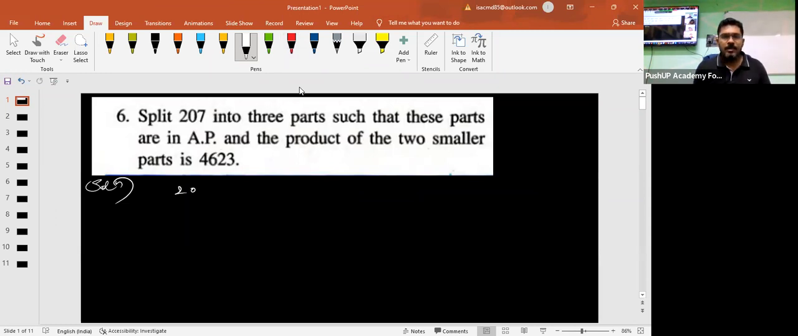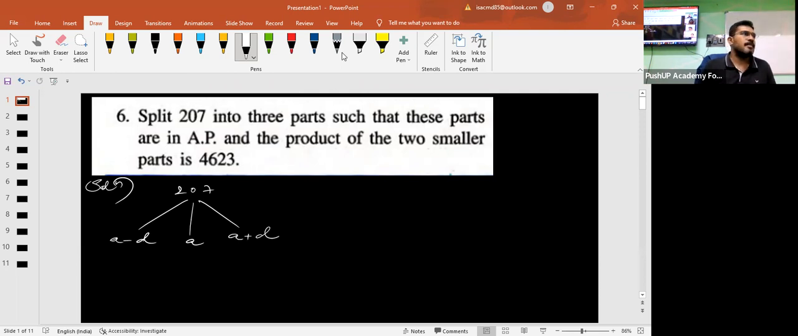So this is your number 207. Now we are going to divide this 207 into 3 different parts. So we know how to represent those 3 parts: A minus D, A, and A plus D. Now what are the conditions to be followed? The sum of these 3 parts will obviously be 207. That means if I add these 3 terms, it is going to give me 207. And the product of the 2 smaller parts is 4623. That is the second condition.